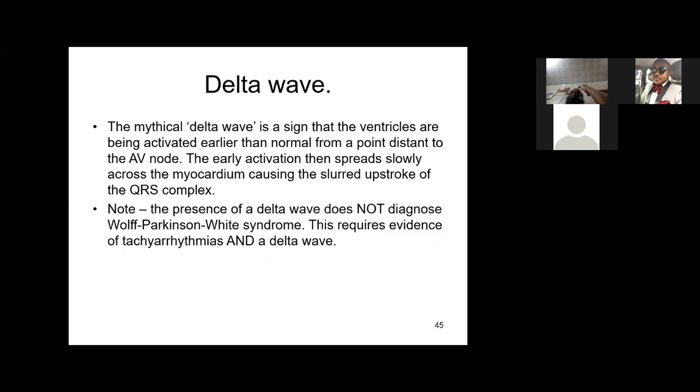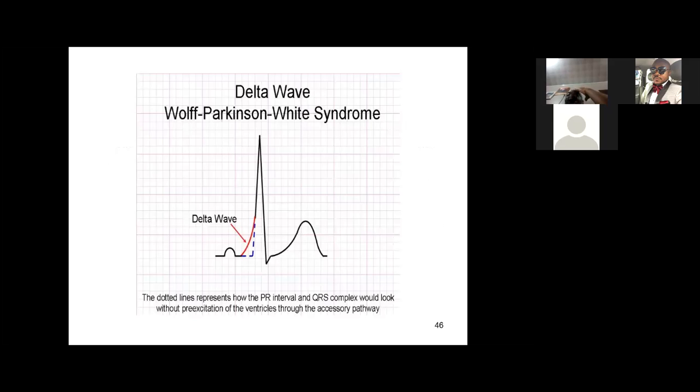The delta wave shows that the ventricles are being activated earlier than normal from a point distant to the AV node. In other words, they are not being activated from the AV node, but from elsewhere. This early activation then spreads slowly across the myocardium, causing the slurred upstroke of the QRS complex. We've already seen that in talking about Wolff-Parkinson-White syndrome. And I should point out that Wolff-Parkinson-White syndrome is not just diagnosed by a delta wave, it also shows evidence of tachyarrhythmias as well. And then this is it once again.